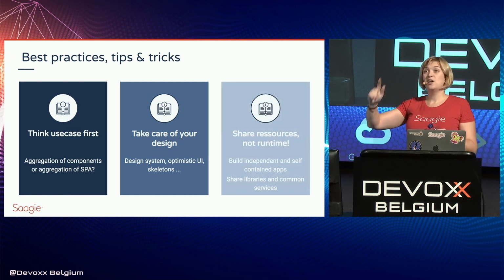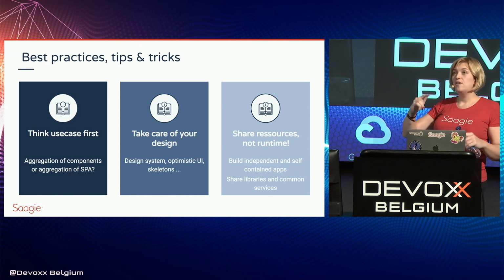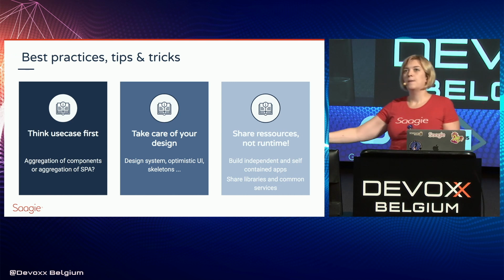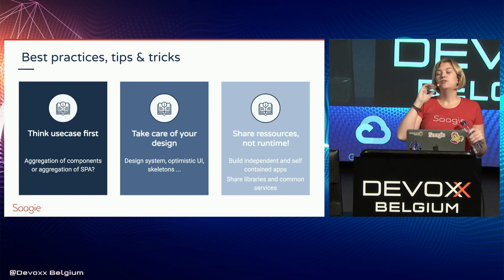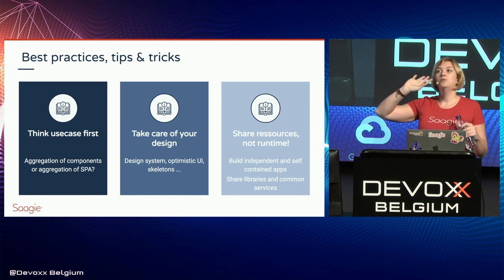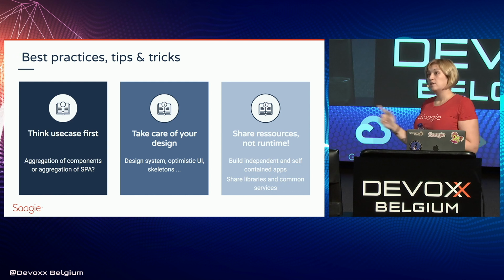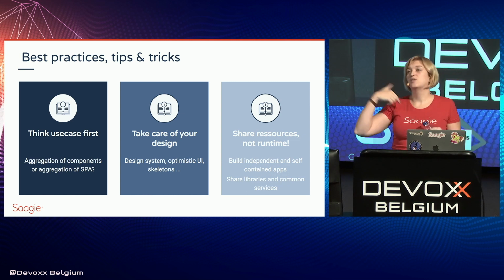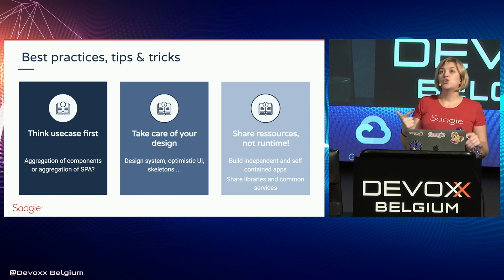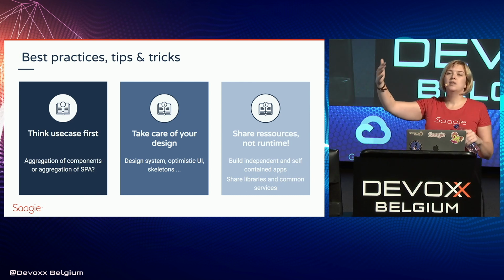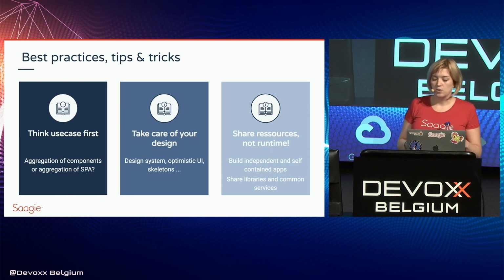Then share resources, not runtime. Even if you are going to use the same stack, the same framework for all your stack, don't share your runtime. Don't rely on shared state and global variables and all that kind of stuff. It will end very badly. But on the other hand, feel free to share every common library. Feel free to share fonts and CSS and all that kind of stuff. And feel free to share API calls which are common to all the applications, like we are doing with the rights and profiles calls.